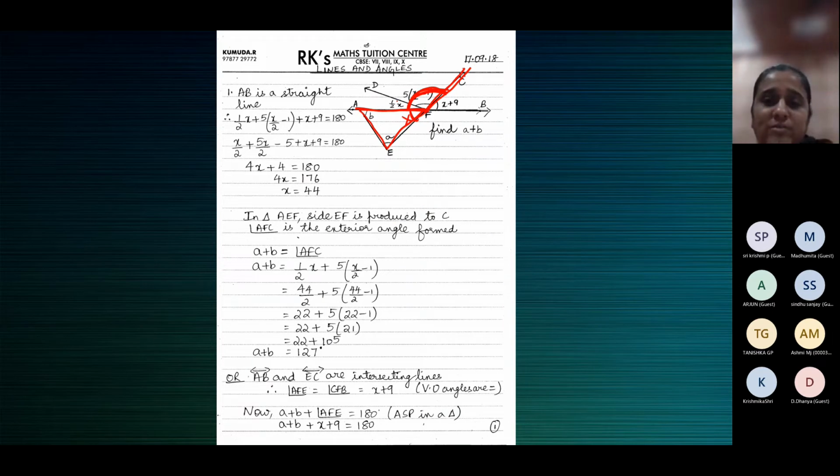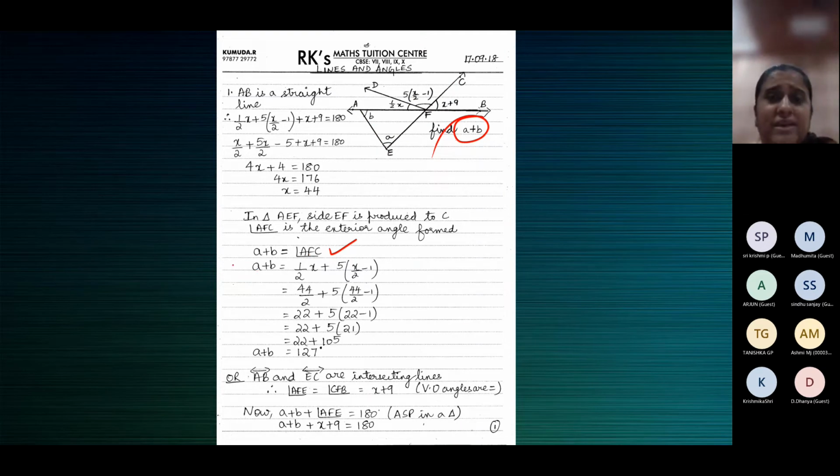So clearly A plus B is equal to angle AFC. See here, the triangle is like this. This side is produced. This is the angle AFC. That is equal to this angle plus this angle by the exterior angle property in a triangle. So that's what you see here, because we have to find A plus B. So I've written this. A plus B is what you'll have to find.